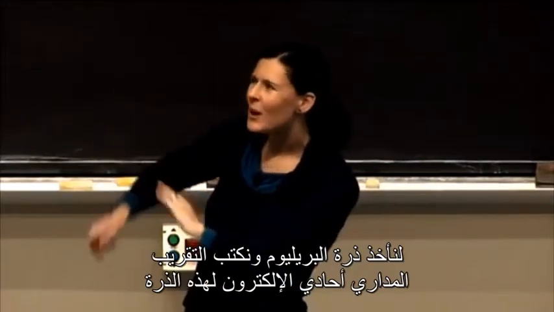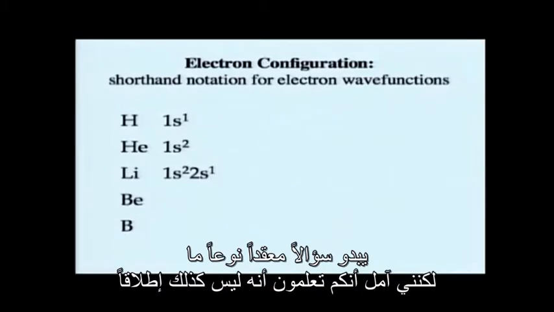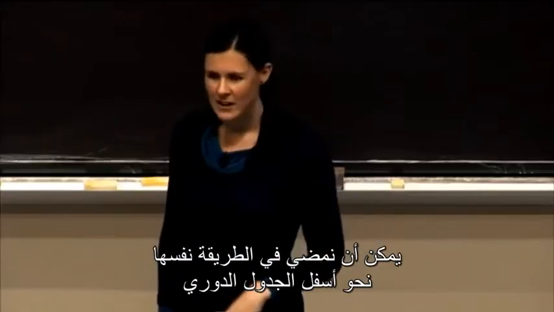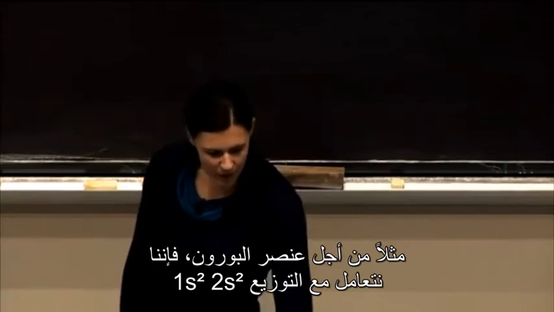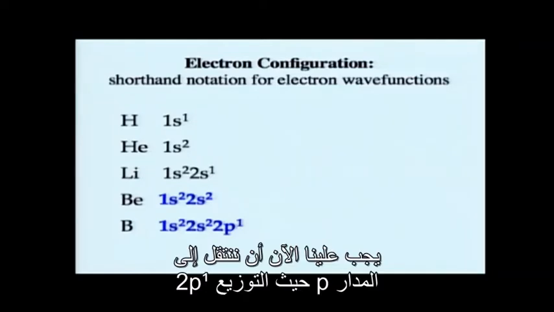So let's write this one-electron orbital approximation for beryllium. That sounds like a pretty complicated question, but hopefully we know that it's not at all. It's just 1s2 and then 2s2. And we can go on and on down the table. So for example, for boron, now we're dealing with 1s2, then 2s2, and now we have to move into the p orbitals, so we go to 2p1.